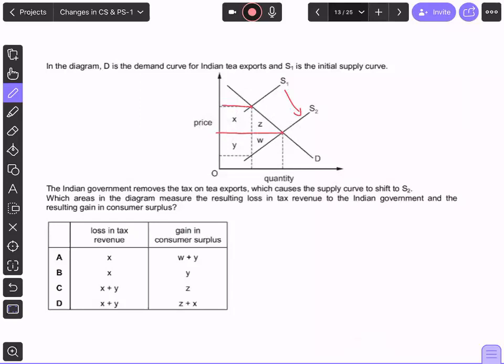गेन इन द कंज्यूमर सरप्लस सिर्फ एक ही है, ये X और Z. सही है. और लॉस इन द टैक्स रेवेन्यू, पहले आपका जो पर यूनिट टैक्स था वो ये था. सही है. The difference between the supply curves. So X plus Y was the loss of the tax revenue to the government. Is this clear?